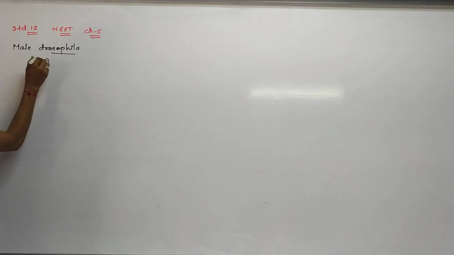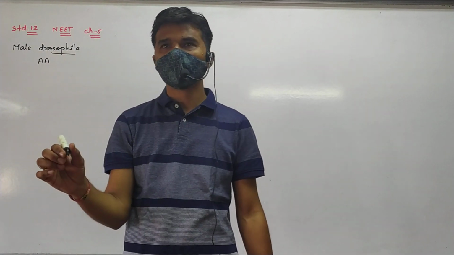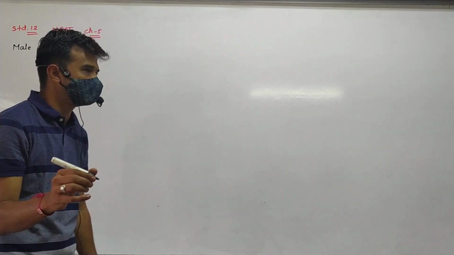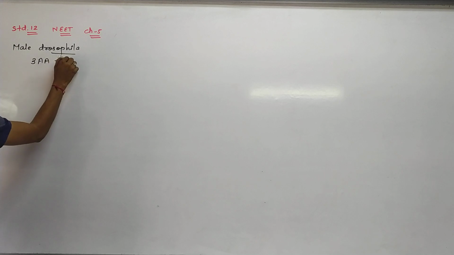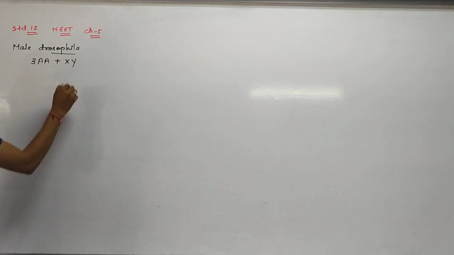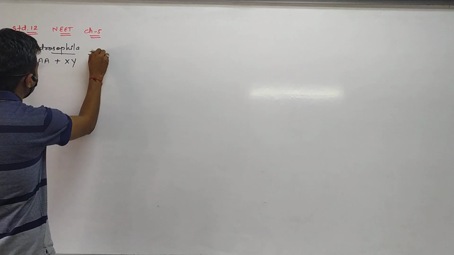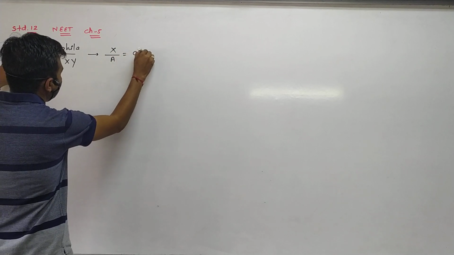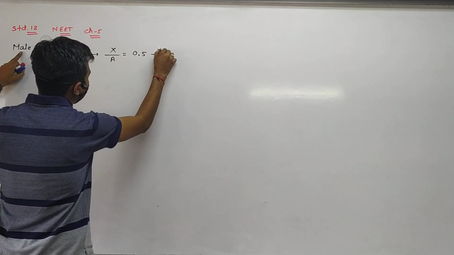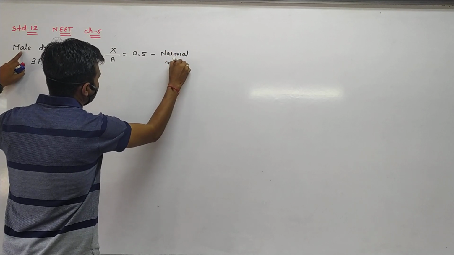Actually, in Drosophila melanogaster, a total of 4 pairs of chromosomes are there. So 3 are autosomes and the fourth pair is the sex chromosome. So here for male Drosophila, the X upon A ratio is 0.5. This indicates a normal male.